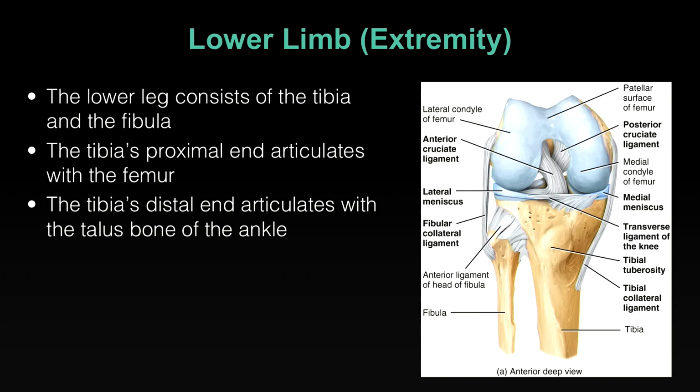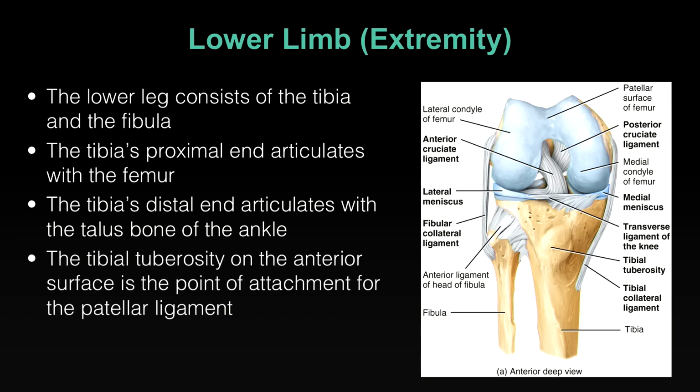Distally, because we'll get there eventually, both bones do articulate at the ankle. Both of them do articulate with the talus, one of the tarsals, at the ankle. So they are both involved in the ankle joint, but not in the knee joint. Just the tibia and the femur, and of course the patella.